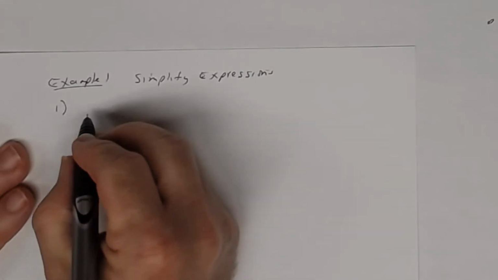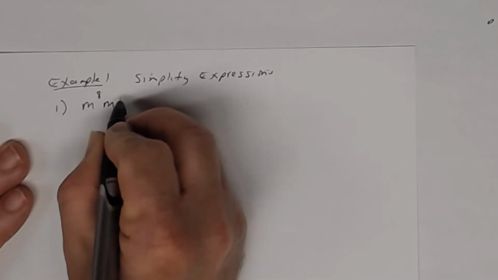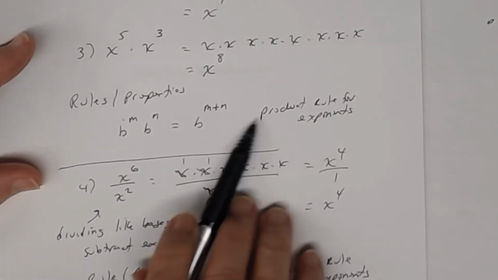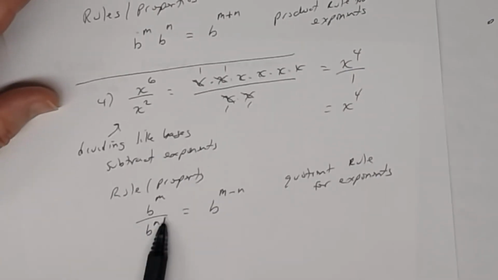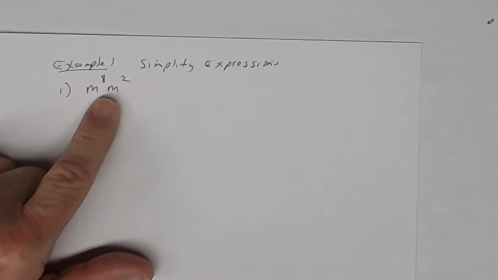Let's suppose we had m to the 8th times m to the 2nd. What is that? When I simplify that, what do I get? First of all, remember what rule am I using? We only know 2 so far. We only know the product rule for exponents and the quotient rule for exponents. Product rule, quotient rule. Here I'm multiplying, right? The bases are the same. So I'm going to use the product rule.